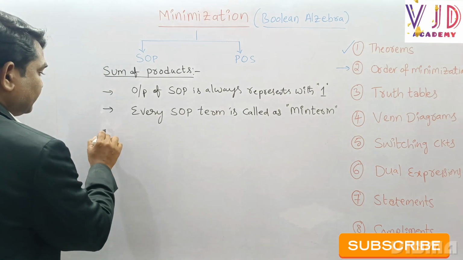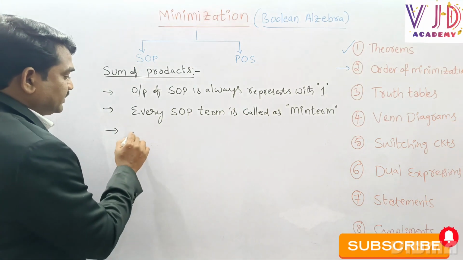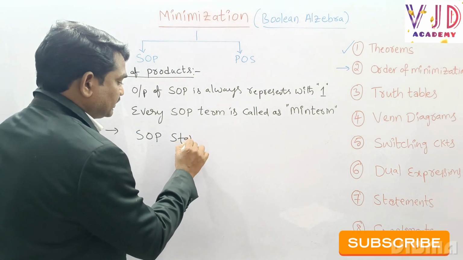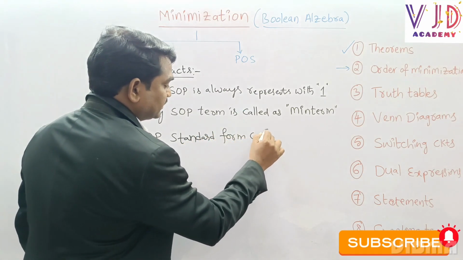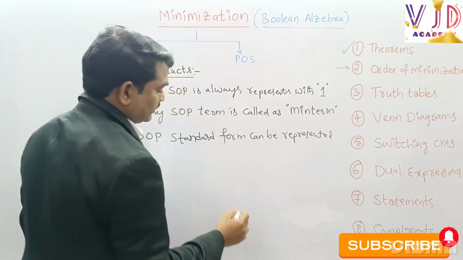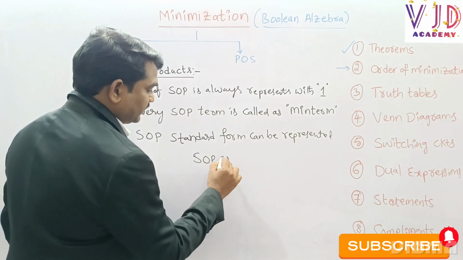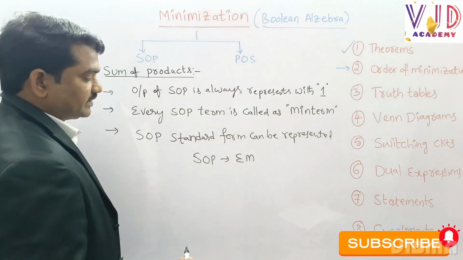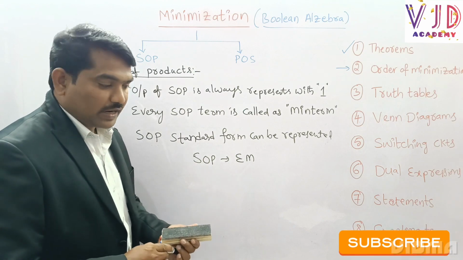The third thing that we need to understand here is that SOP can also be represented as SOP standard form. SOP can be represented as summation and then small n. This is the representation of the SOP standard form. Now let us try to understand the order of minimization.